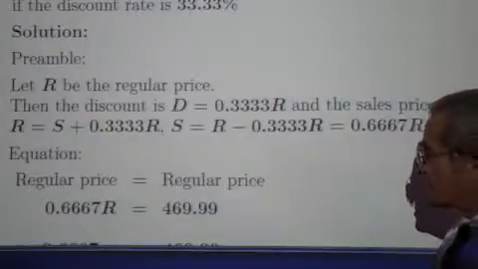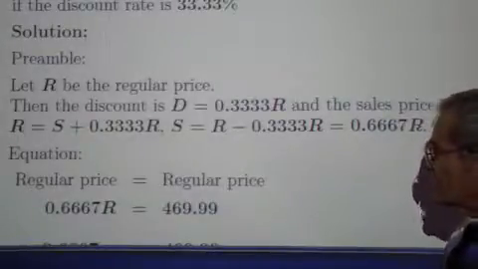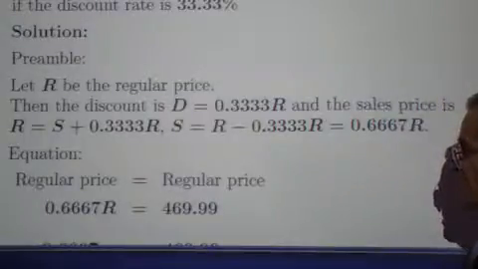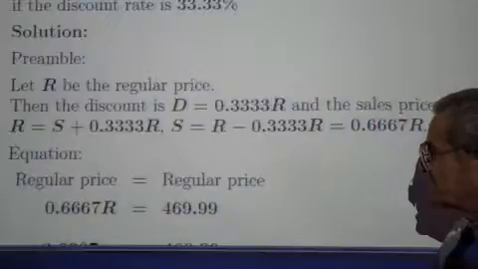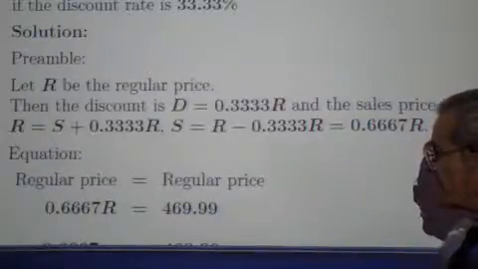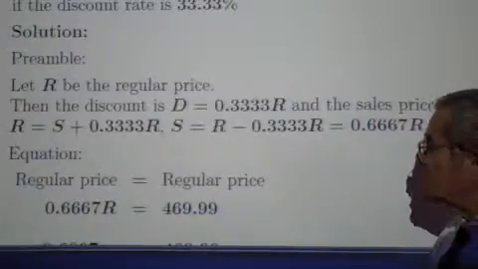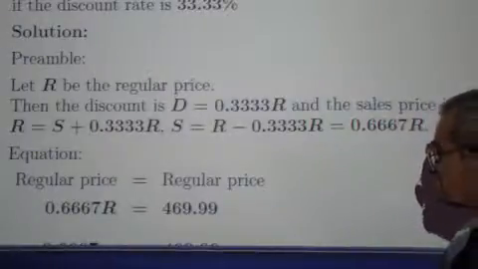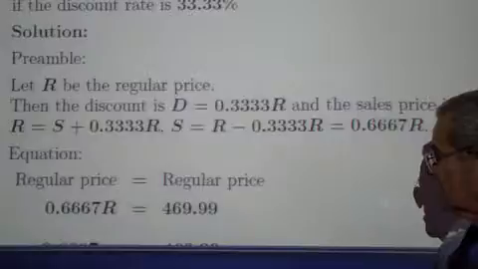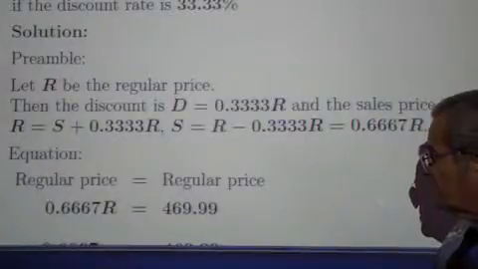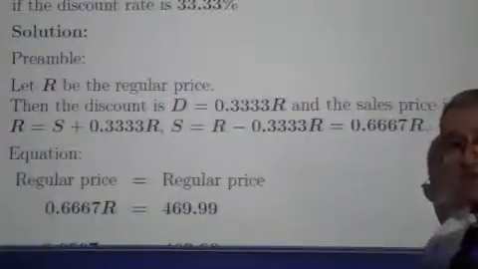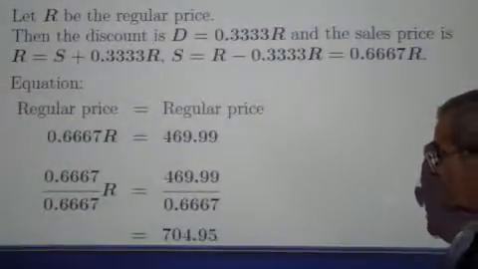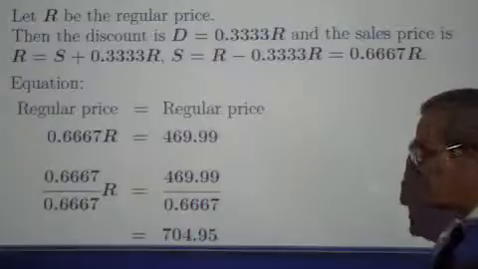Well, look at this and enjoy, because after we do the division, we divide both sides by 0.6667. We are left with 1 times the regular price, which should be higher than that amount. My guess is about 230 times 3, about $700. Let's see how close we get. Yeah, $704.95.